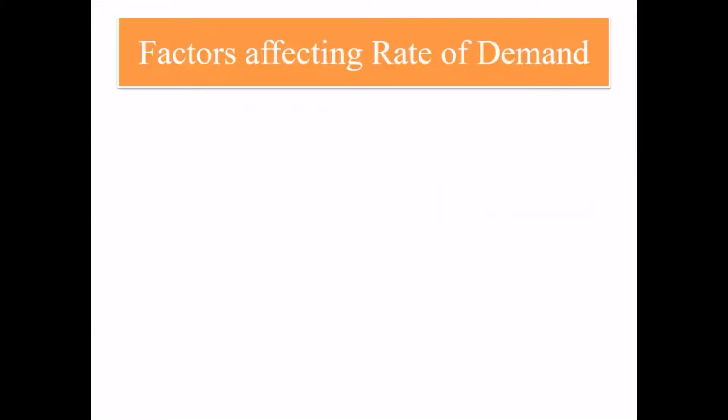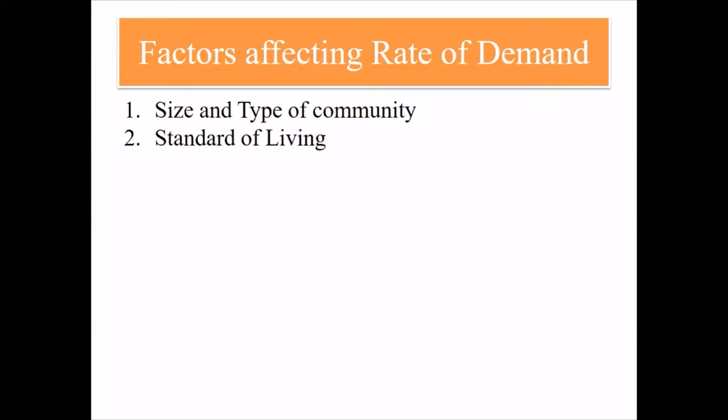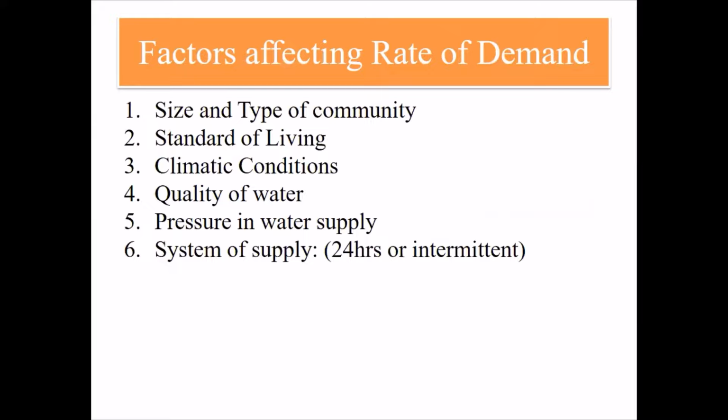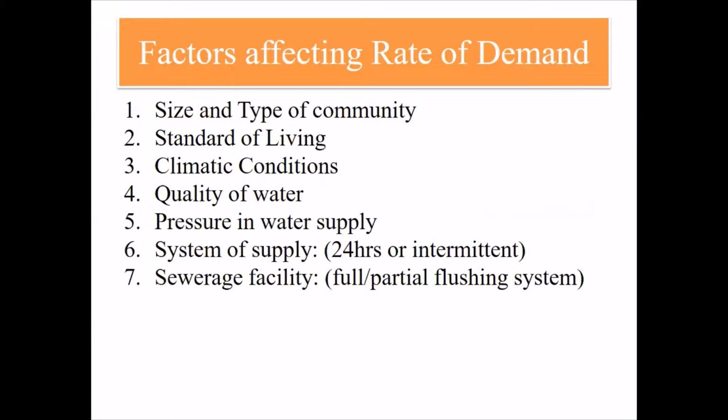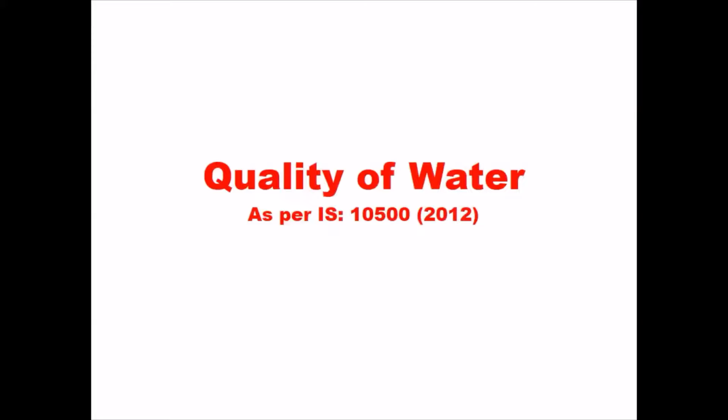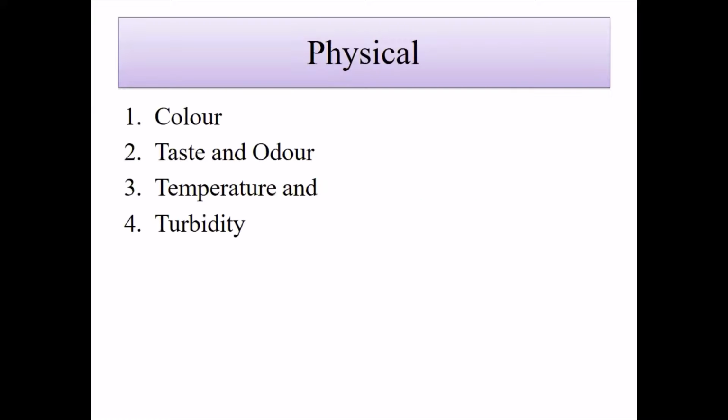So factors affecting the rate of demand. First factor is the size and type of community, then standard of living, then climate condition, then quantity of water, then pressure in water supply, then system of supply, then sewerage facility, then metering, then water rates, then lawn sprinkling. So quantity of water as per IS 10500 in year 2012.